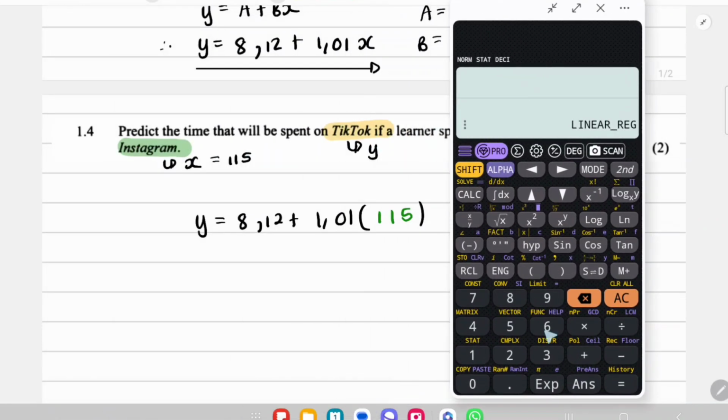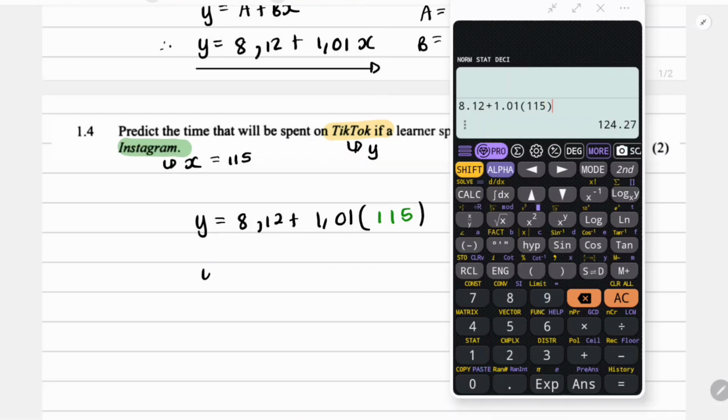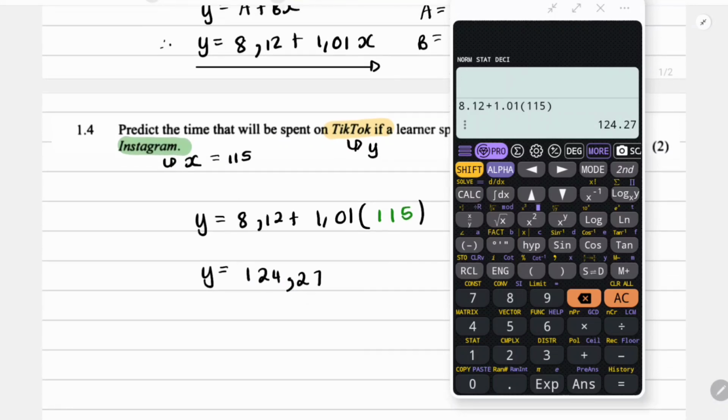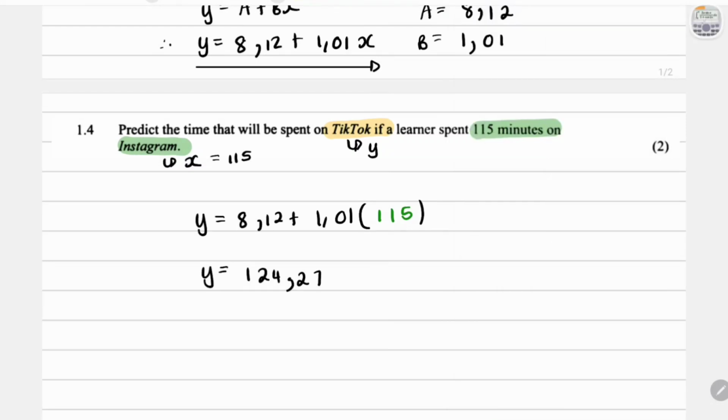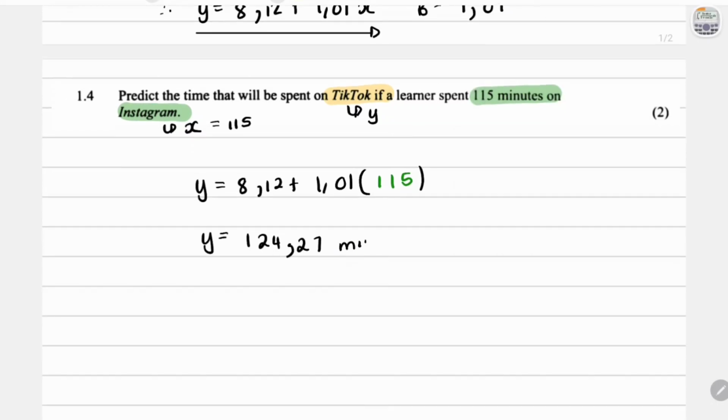So we can go ahead and punch that into the calculator and see exactly what we get when we do that. So 115. And you see our answer. So y is equal to 124.27. So remember that this is in minutes, okay? So you can, of course, tell them minutes.